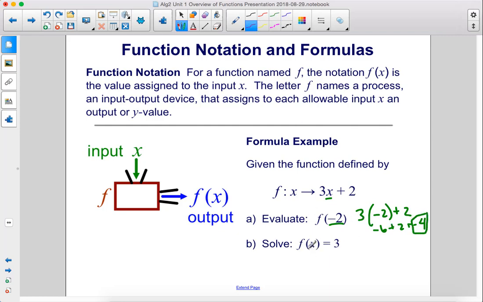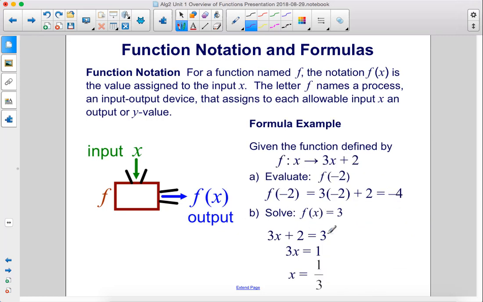For B, solve f of x equals 3. All right, written like this means that this function equals 3. So 3x plus 2 equals 3. What is x? All right, so 3x equals 1. x equals 1/3. You can see that we have gotten both of these correct.